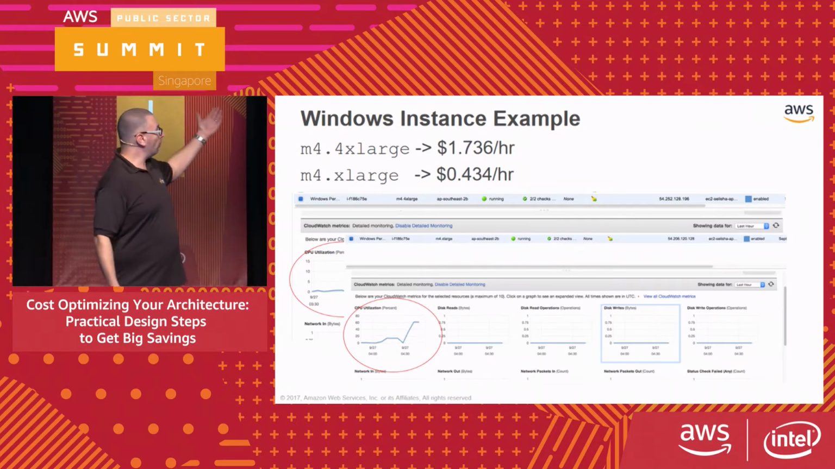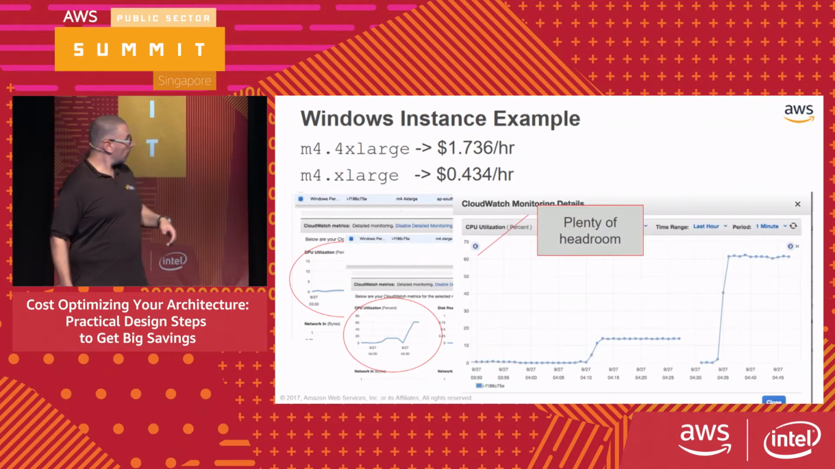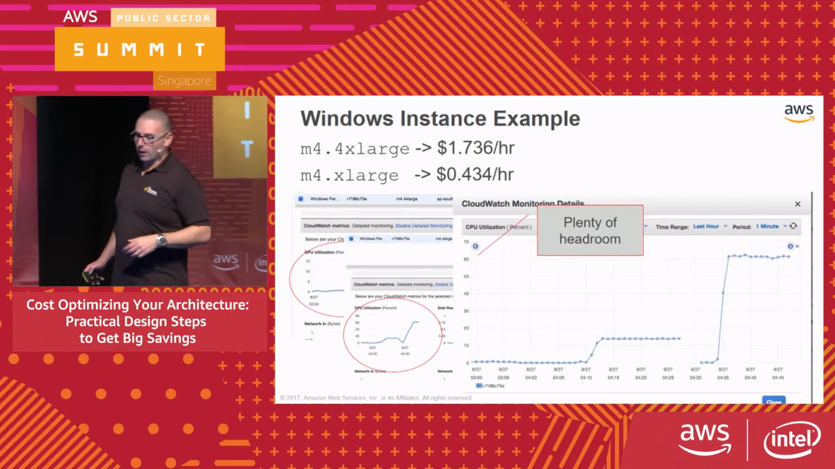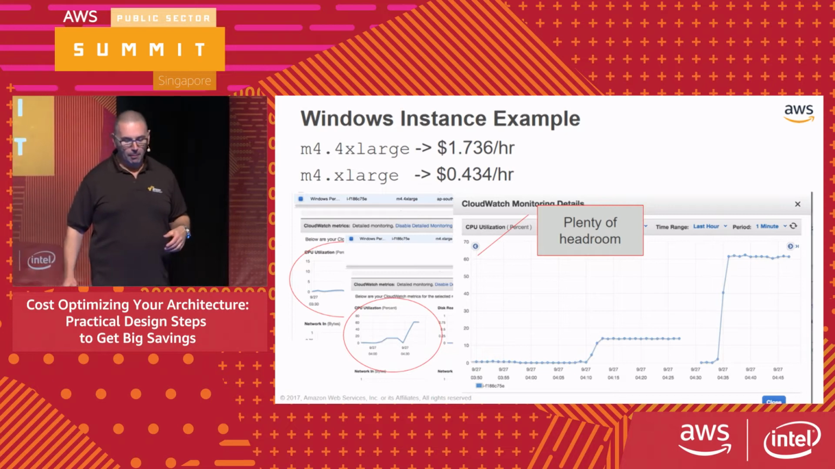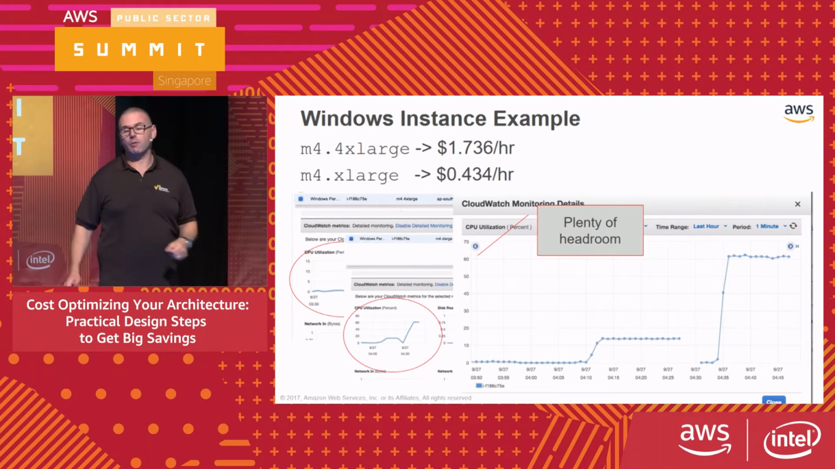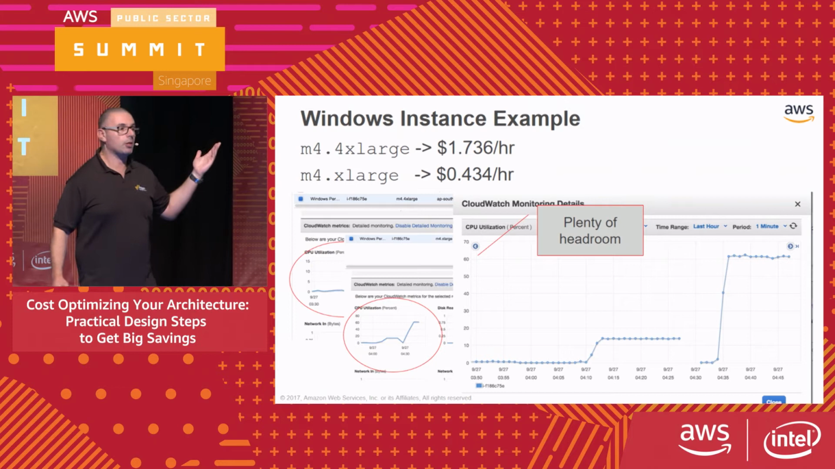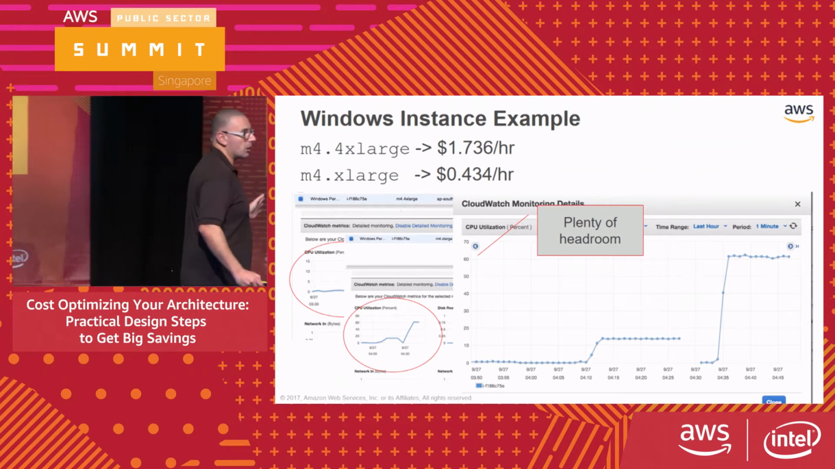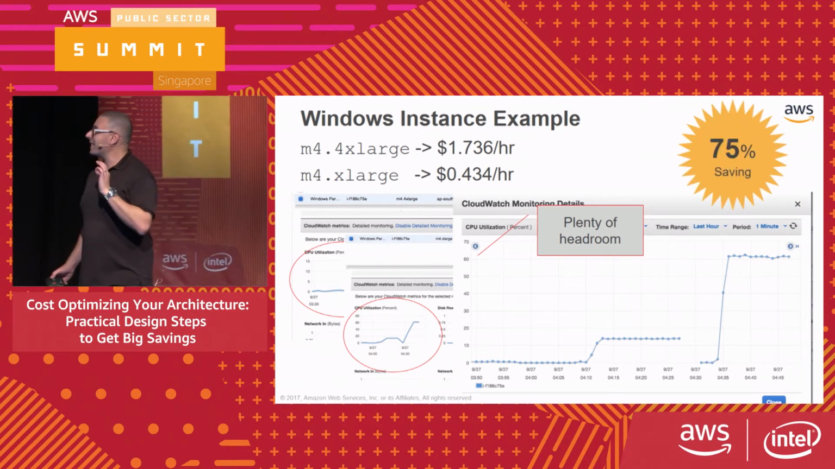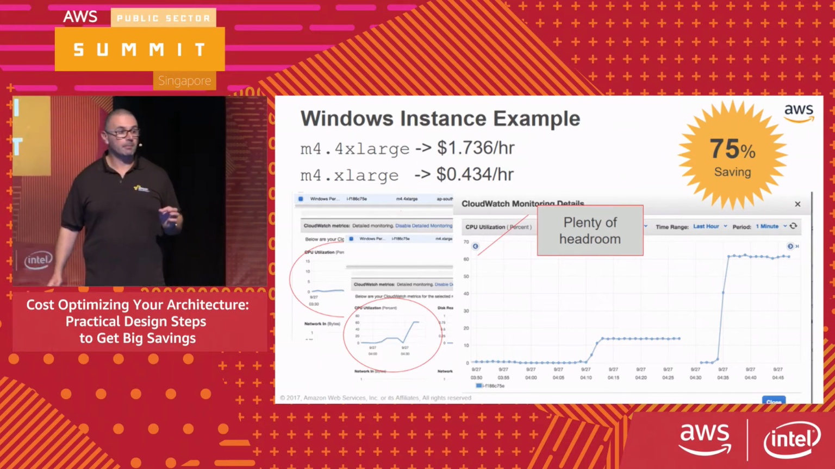I can see here that I've got plenty of headroom. In fact, there we go. In fact, if I bump it up, you can see that I've still got plenty of space to go if I want to. I'm running at 60% utilization. Very comfortable with that. Nice and safe. Well, that represents a 75% saving.